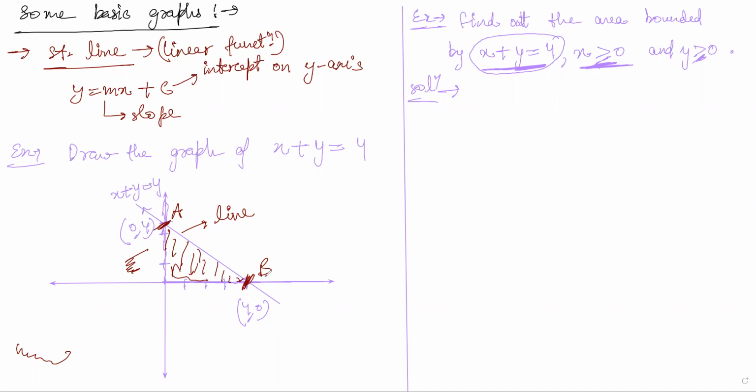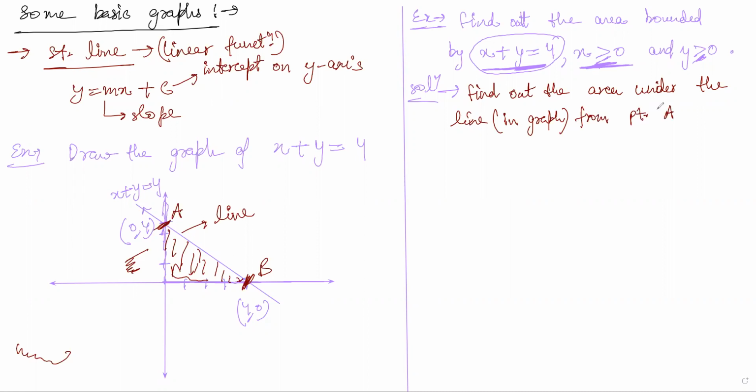That is the physical significance of what we are going to do mathematically now. So I'm going to write this: find out the area under the line from point A to point B.